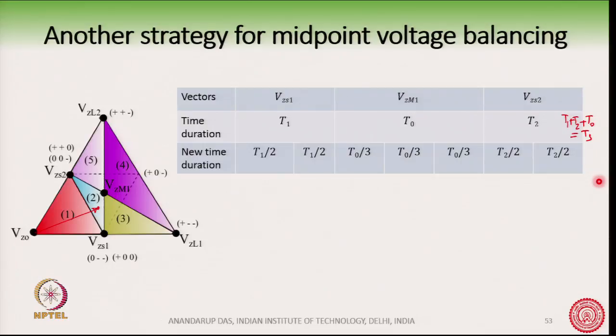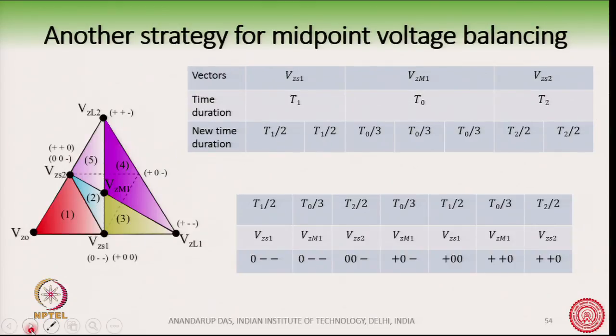But first we have split the timing durations into several such subparts. So, T1 is split into T1 by 2 and T1 by 2, T0 is split into T0 by 3, T0 by 3, T0 by 3, and T2 is split into T2 by 2 and T2 by 2. Fine.